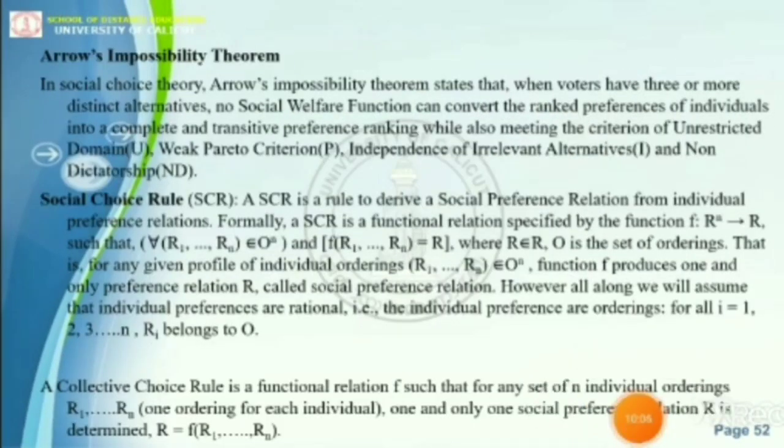Now, Arrow's impossibility theorem. In social choice theory, Arrow's impossibility theorem states that when voters have three or more distinct alternatives, no social welfare function can convert the ranked preferences of individuals into a complete and transitive preference ranking while also meeting the criteria of unrestricted domain, that is U, weak Pareto criterion P, independence of irrelevant alternatives I, and non-dictatorship ND.